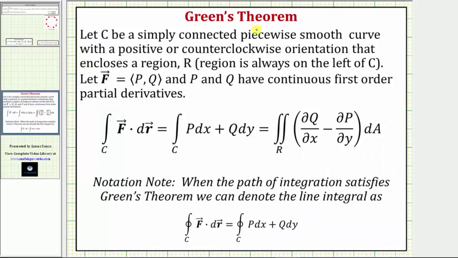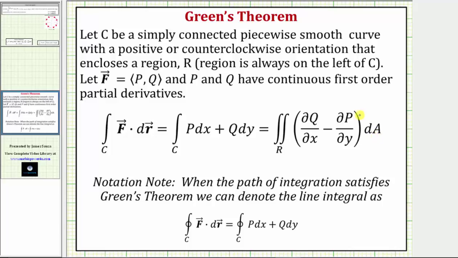Green's theorem states that if the curve C is a simply connected piecewise smooth curve with a positive or counterclockwise orientation that encloses a region R, and the vector field F has an x component of P and a y component of Q, and P and Q have continuous first-order partial derivatives, then the line integral along the curve C of F dot differential r is equal to the double integral over the region R of the partial derivative of Q with respect to x minus the partial derivative of P with respect to y, differential A.